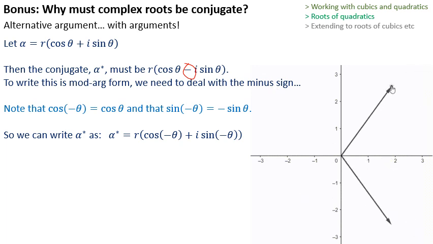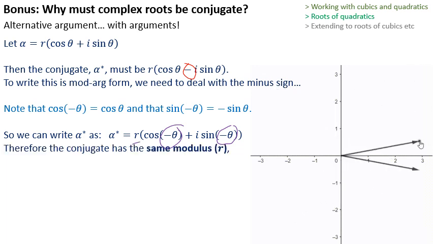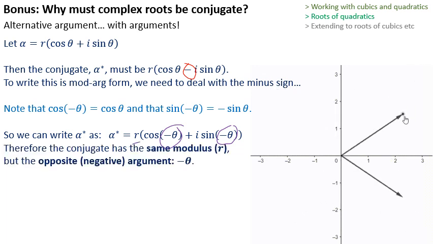Now, alpha star, the conjugate of alpha, is written in mod arg form, and we can directly read off the argument. It's written in the right format, which means that we know for sure the argument is minus theta. And you'll notice the modulus is still r, the same size. So the conjugate has the same modulus, but it has the opposite argument, negative theta when the original has an argument of theta.